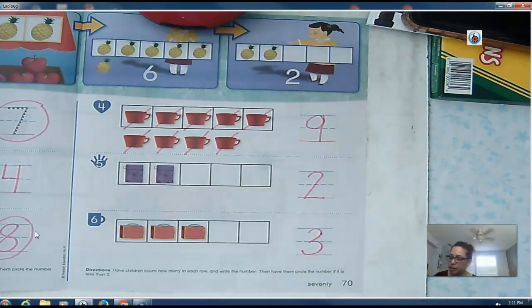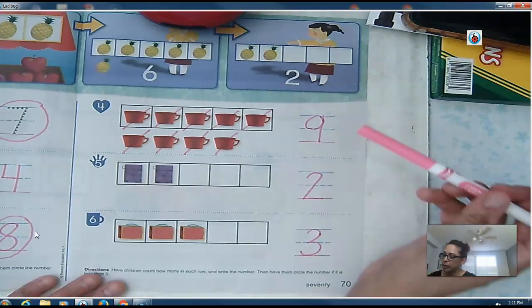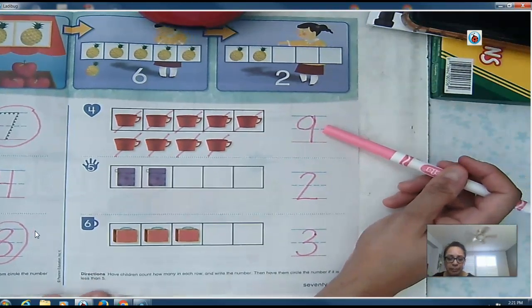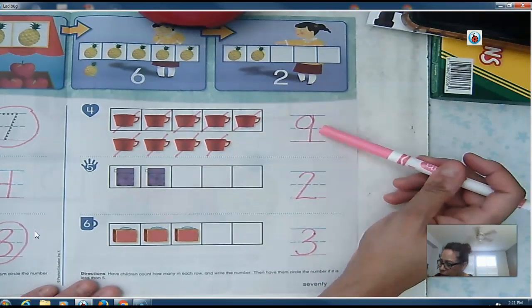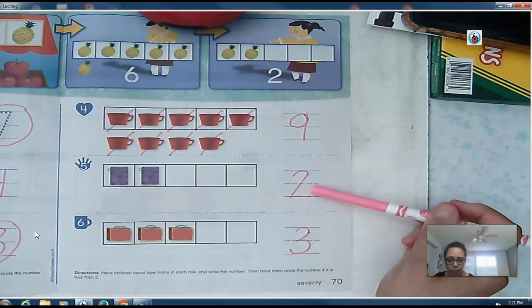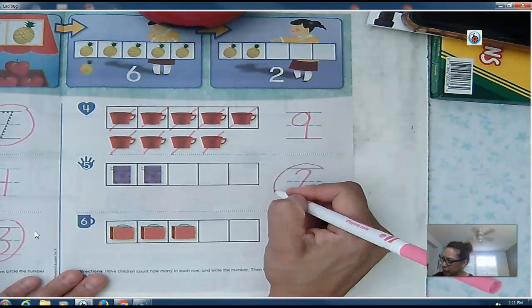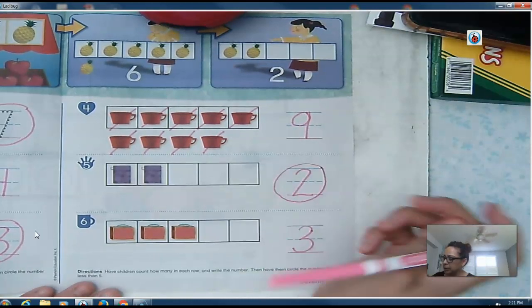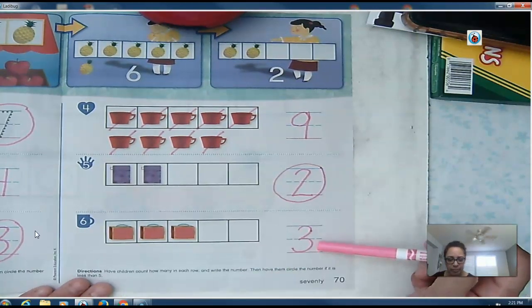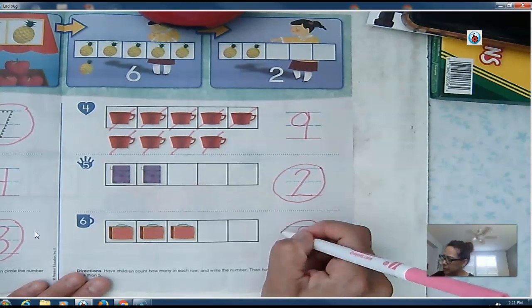Now, last thing we're going to do is we're going to look and see if there are any numbers that are less than 5. This time it's less, not greater. So are we going to circle this one? No, that one is greater. How about this one? Is this one less than 5? Yes, very good. Let's go ahead and circle. And how about the last one? Should we circle it? Yes, very good.